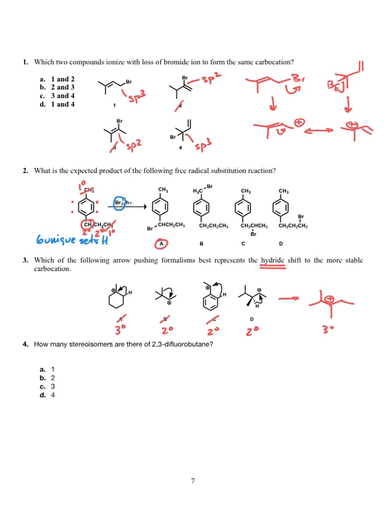Question 4 is asking how many stereoisomers are there of 2,3-difluorobutane? So the easiest thing to do is draw that out. So there's butane. There's 2,3-difluorobutane. We have 2 stereogenic carbons. So 2 to the 2 is equal to 4 possible stereoisomers.